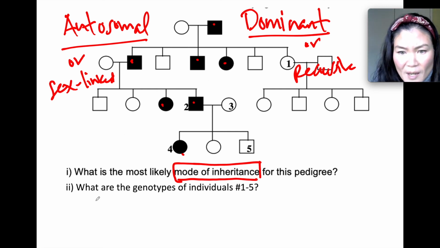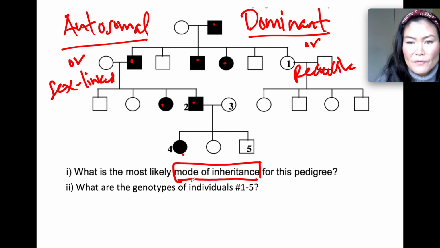What are the genotypes of individuals 1 through 5? So let me get my eraser again. Actually, maybe I'll just keep that up there.